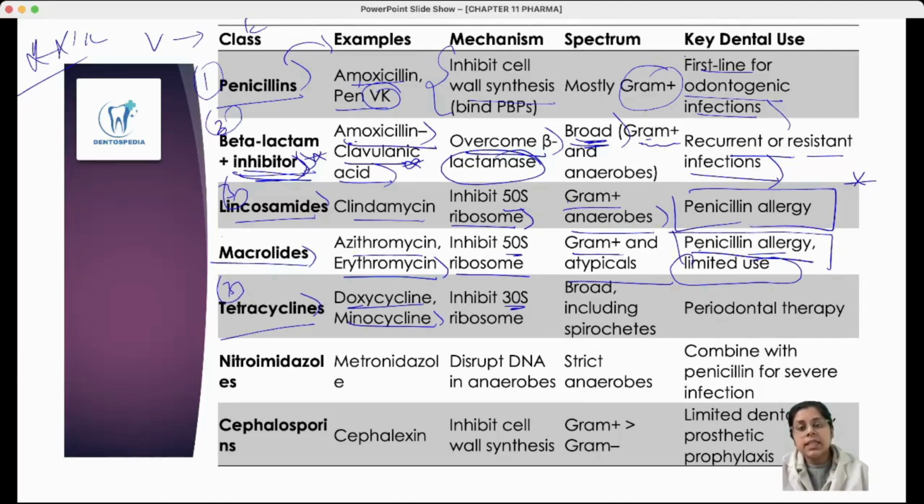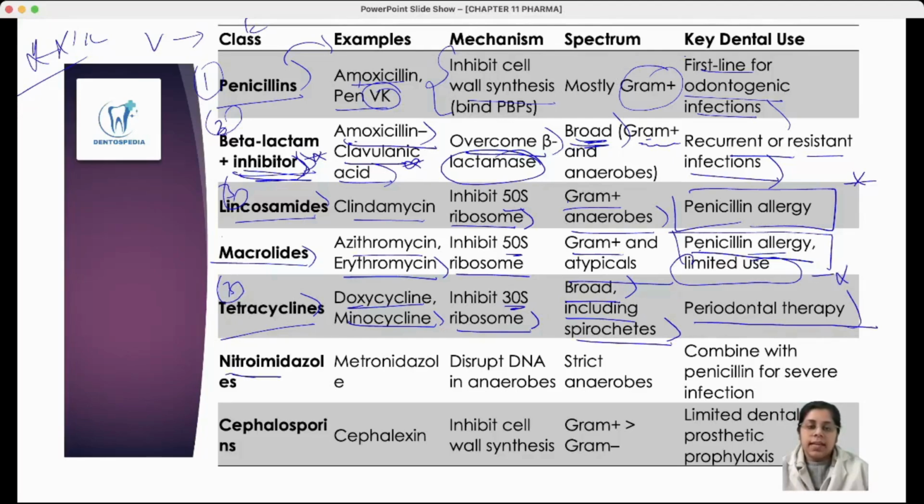Now, tetracycline is also very important, like doxycycline and minocycline. It inhibits the 30S ribosome. Now, you have to remember which antibiotic inhibits the 50S and which antibiotic inhibits the 30S. It is broad spectrum, includes the spirochetes also, and it is most commonly used for periodontal therapy.